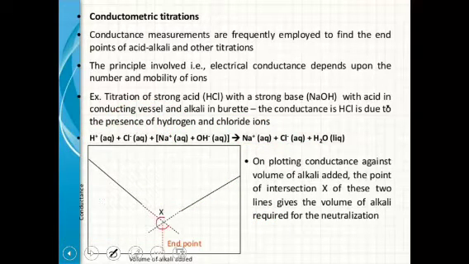So if you plot a graph between the conductance and the volume of NaOH, you can easily find out this end point. This is the end point of this strong acid versus strong base titration. This point is known as the neutralization point. After reaching the neutralization point, what happened? There is an increase in the conductance values. This is due to what? Due to the presence of OH- ions of the NaOH solution.